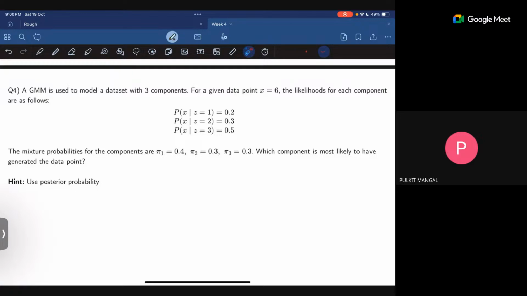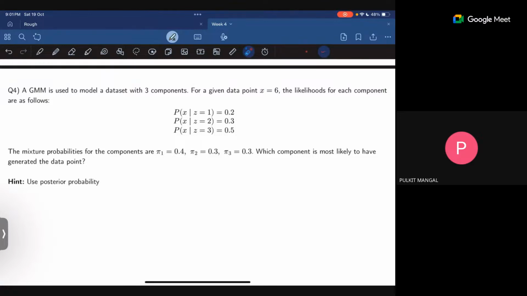So first of all, we have been given the component probabilities, that is pi 1, pi 2, pi 3. We have been given the probabilities of choosing each component, right? Now, what does this probability correspond to? Probability of x given z equal to 1. No, this is the probability that if you choose component 1 and sample the data from that component. Okay, this is that probability. It is basically the normal distribution value.